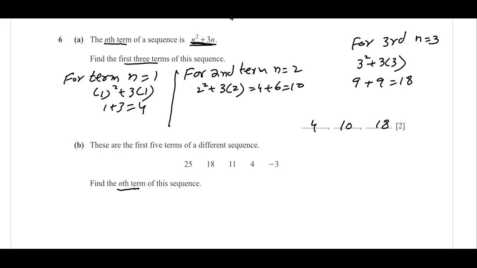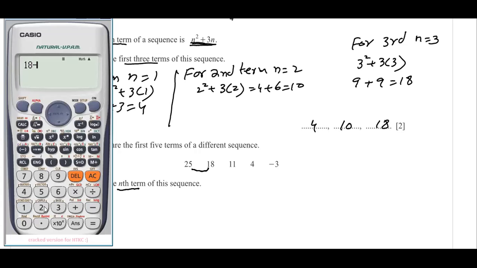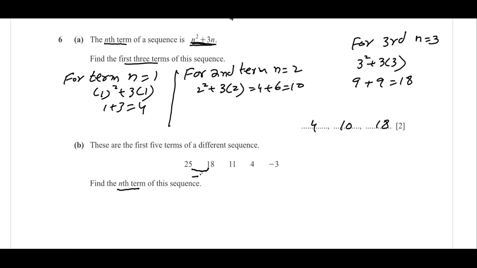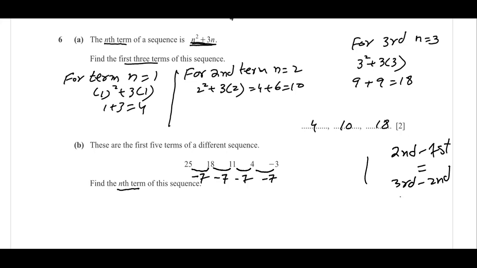So first determine the sequence, and the easiest way to determine the sequence is, you should do second minus first. If you do second minus first, what does it give you? 18 minus 25, minus 7. Third minus second, again it will be minus 7. Fourth minus third, minus 7. So second minus first equals third minus second, equals fourth minus third, and so on.